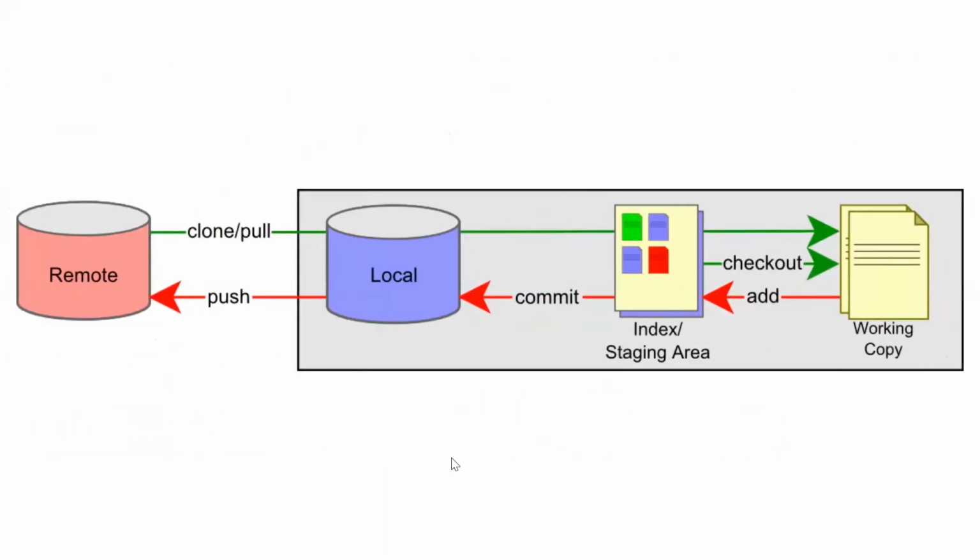And this is just a summary of what I've mentioned. The working copy or your working directory, you would add all the changes and the files to a staging area, and then from the staging area, you would commit to your local repository, and then from the local repository you would push it to a remote repository, which is what you saw on the GitHub account.